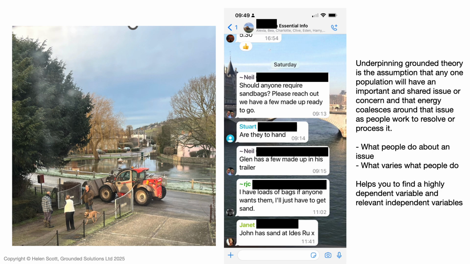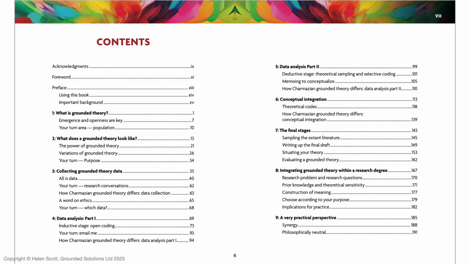In looking for patterns of behaviour, grounded theory seeks to understand what people do about an issue and what varies what people do. You will see from the context page that chapters 3, 4 and 5 focus on collecting and analysing data, whilst chapter 6 explains how to achieve the conceptual integration that Sarah needs for her purpose.